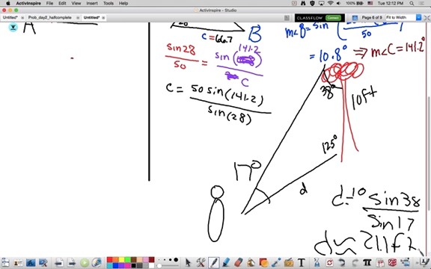There you go. So what's the key for that problem if you're having trouble with it? The law of sines. Law of sines. All right. Nice job, Matthew.